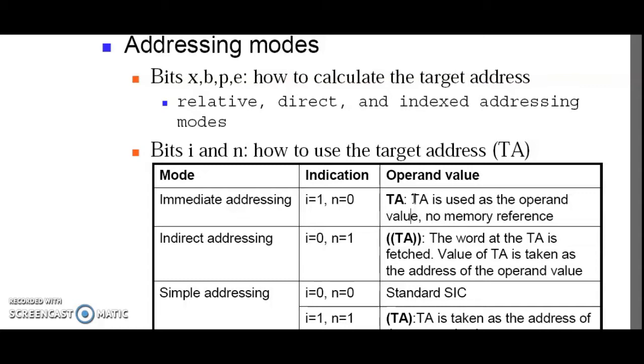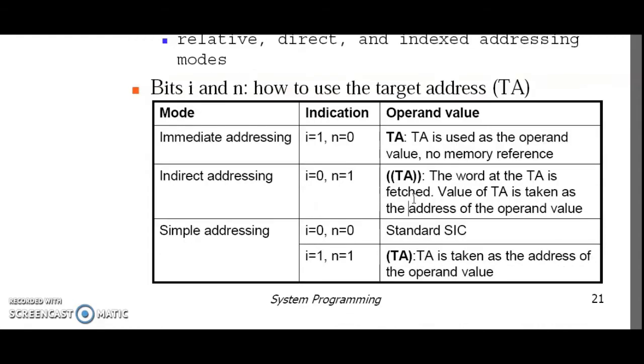In immediate addressing mode, no memory reference will be there. The target address will be in the operand itself. In indirect addressing mode, you will be getting a target address, and the actual address will be obtained from that target address. You will be getting an address to get the operand value. And i equal to 0, n equal to 0 indicates the standard SIC. With i equal to 1 and n equal to 1, the target address can be computed as the address of the operand value.